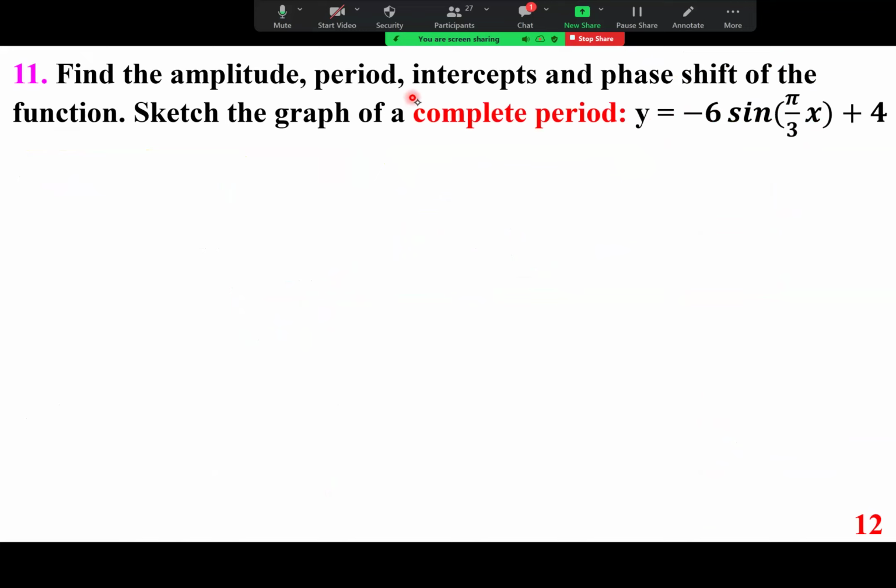Find the amplitude, period, intercepts, and phase shift of the function. Sketch the graph of a complete period, y equals negative 6 sine pi over 3x plus 4. If we have a complete period, a complete cycle, then we can go indefinitely on both sides. So I want to remind you how we do the graphing when it comes to sinusoidal functions.